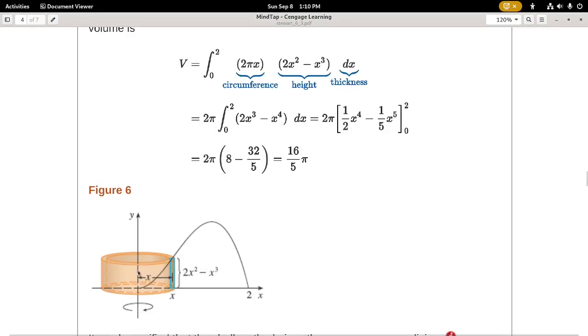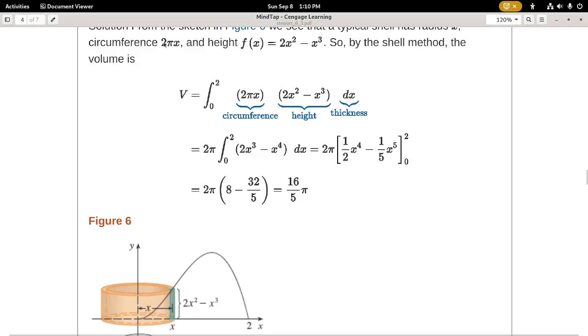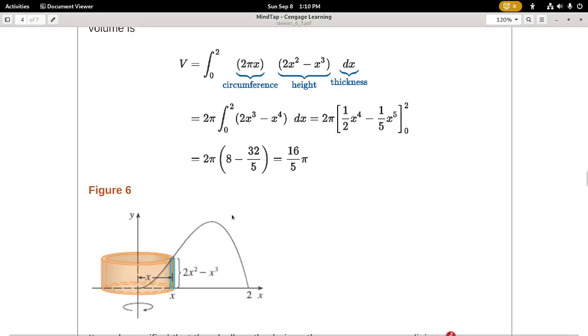So yeah, when we do things like this, the radius here is just the distance from the axis you're rotating to the point that you're at, so that's a distance of x. The height of this thing at x is just, well, here's the curve y equals f of x, so the height is just f of x, 2x squared minus x cubed. And then the thickness, dx.